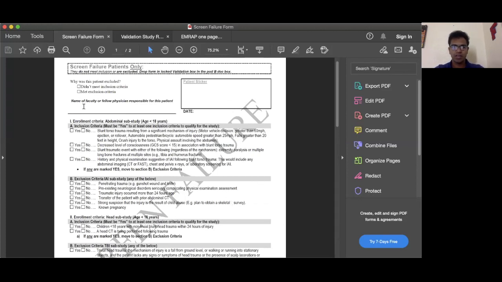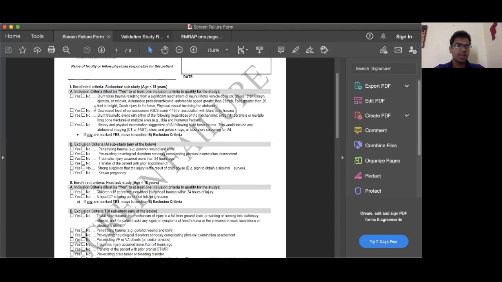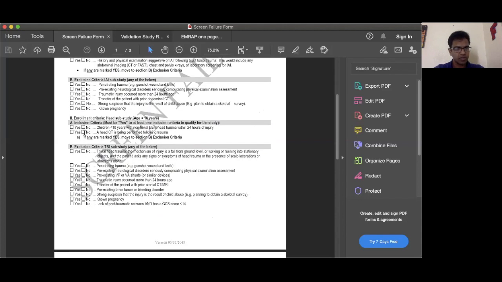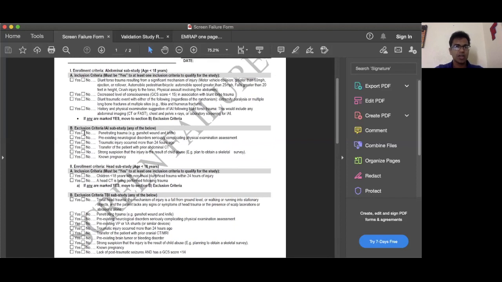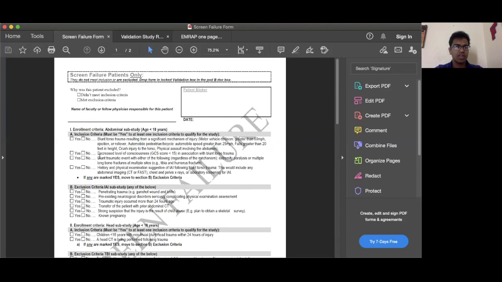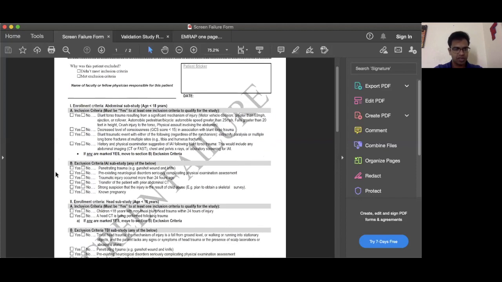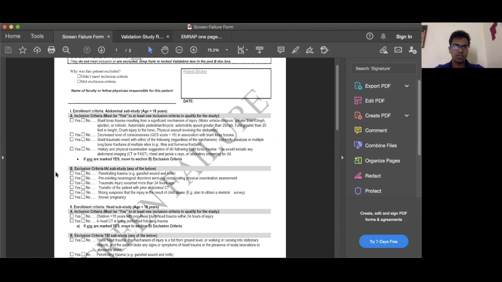right up here, we'd have your reasons for why the patient was excluded. So let's say they didn't meet any of the inclusion criteria. In that case, then all of the inclusion would just be no for both of the sub-studies. And remember, they can still qualify as long as they meet the inclusion for one of the sub-studies and don't meet any of the exclusion. So it doesn't necessarily have to be that they have to meet the inclusion for both of these sub-studies. As long as they meet them for one, they could potentially qualify for validation.